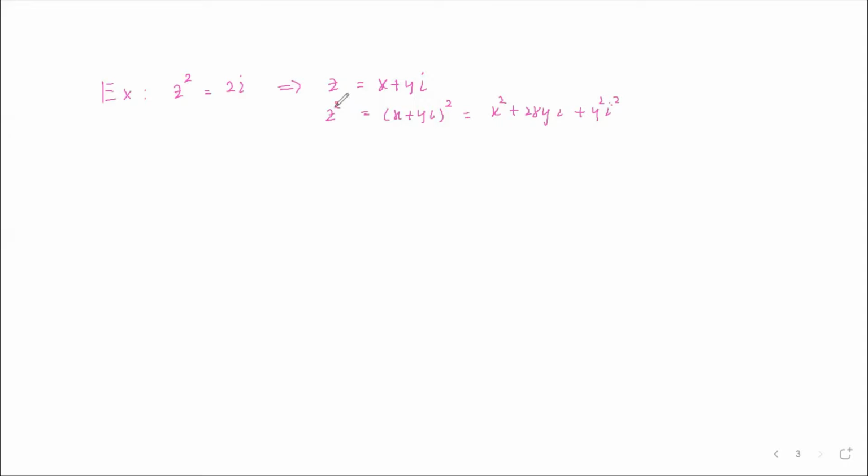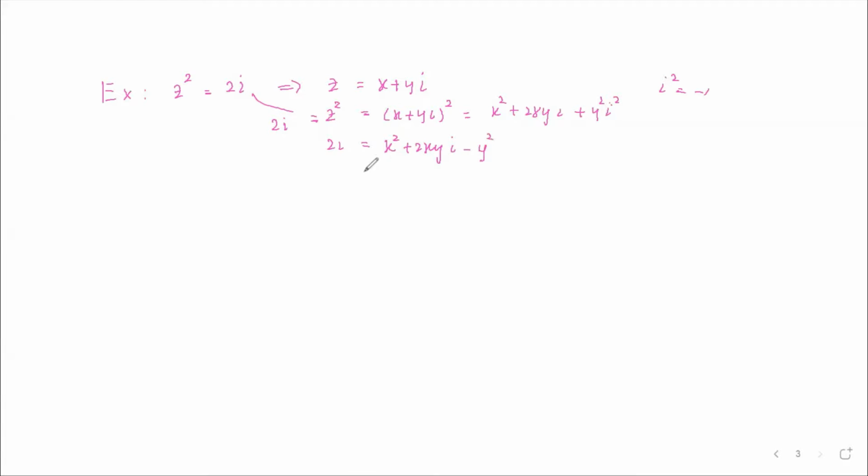So then the z square, this one equals what? Equal to this one, right? So I can write down here is equal to 2i. Okay, from this one I will have 2i equal to this one. Then we simplify this one, it becomes x squared plus 2xyi, and then i square equals -1, right? So you replace, it becomes minus y square, right?